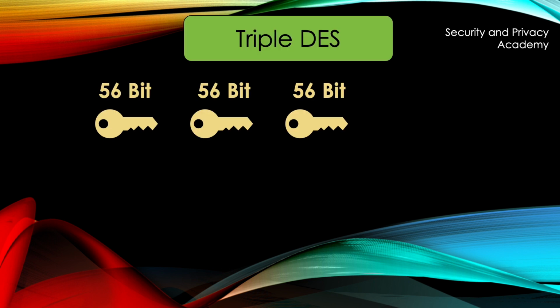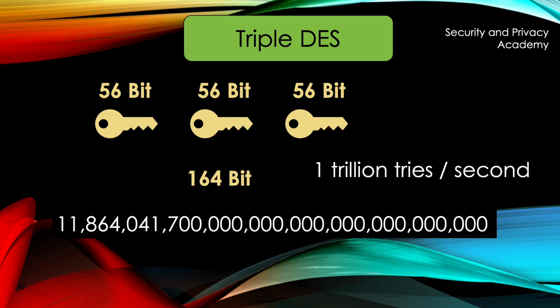To mitigate this, triple DES has been introduced. It is the same algorithm but applied 3 times in a row with 1, 2 or 3 different keys. That way it stays compatible to the original DES but also allows a much more secure encryption with key lengths up to 164 bits. Now the same attacker would need over 11 nonillion years to crack triple DES. You're pretty safe for a while.